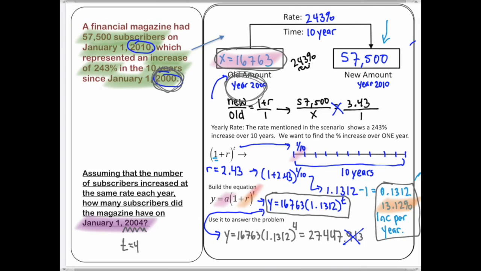here, unless they're like a zombie or something. And so we would have 27,447 subscribers in 2004, or January 1st, 2004. Okay, and that's how we use the equation that we went ahead and made.